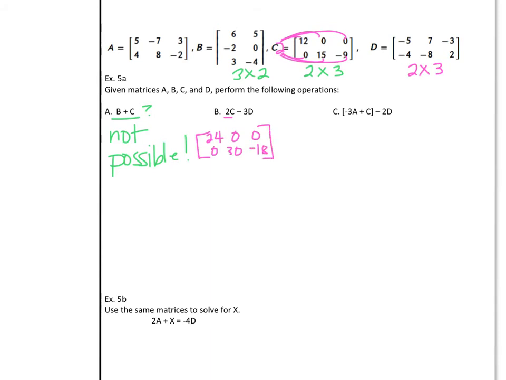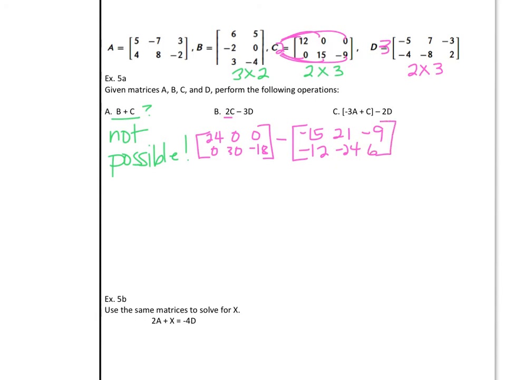We want to subtract, so let's keep our subtraction symbol there. And then I'm going to take a 3 and distribute it to matrix D. 3 times -5 would be -15. 3 times 7, 21. 3 times -3, -9. In that bottom row, 3 times -4 would be -12. 3 times -8 would be -24. And last but not least, 3 times 2 is 6.